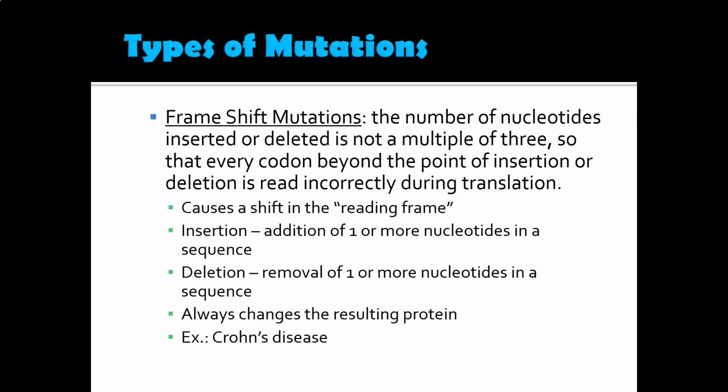Insertions would be the addition of one or more nucleotides in the sequence, deletions would be the removal of one or more. And if I don't do it 3 in a shot, I'm going to shift everything from that mutation point forward. And these almost always end up changing the resulting protein because I'm changing everything downstream of that mutation. So Crohn's disease, we believe, is an example of a frameshift mutation, and as a result, they've got a lot of issues with their ability to digest certain materials because they're not able to produce the enzymes that they need in order to do that.